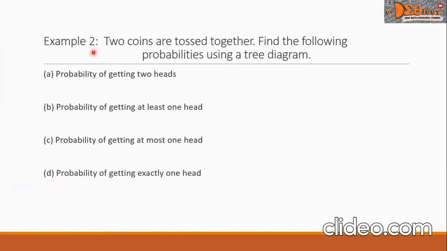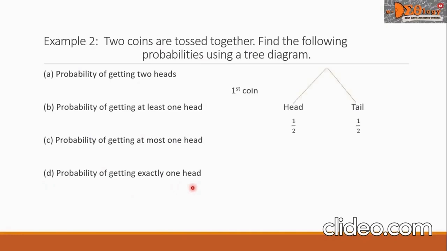Let us have another example. 2 coins are tossed together. Find the following probabilities using a tree diagram. Letter A, probability of getting 2 heads. Letter B, probability of getting at least 1 head. Letter C, probability of getting at most 1 head. Letter D, probability of getting exactly 1 head.